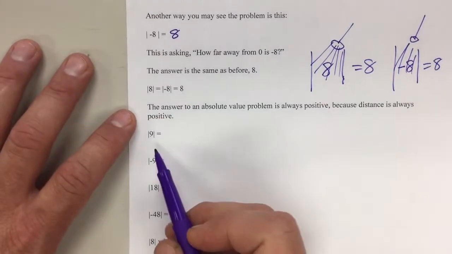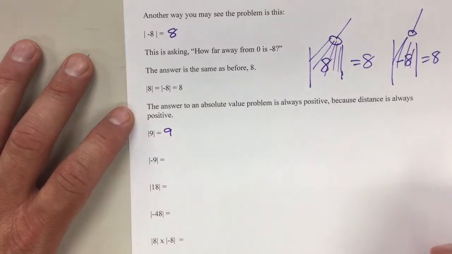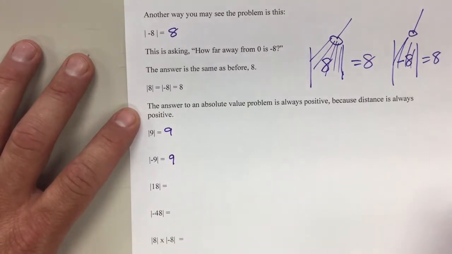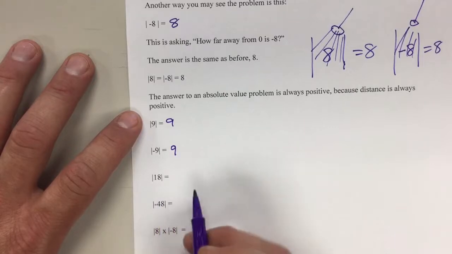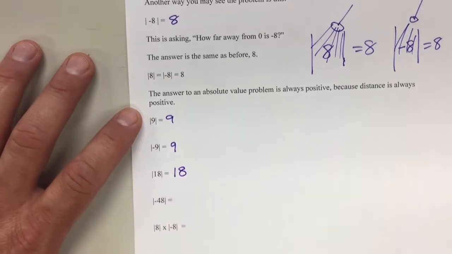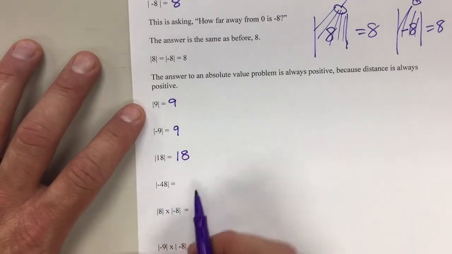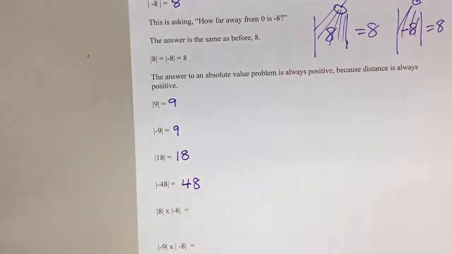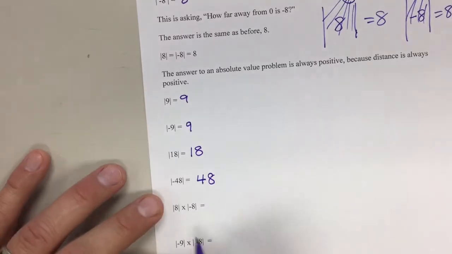So here's some examples. The absolute value of 9, of course, is just 9. The absolute value of -9 is still 9. The absolute value of 18 is just 18. The absolute value of -48 is positive 48. So notice every answer to these is positive.